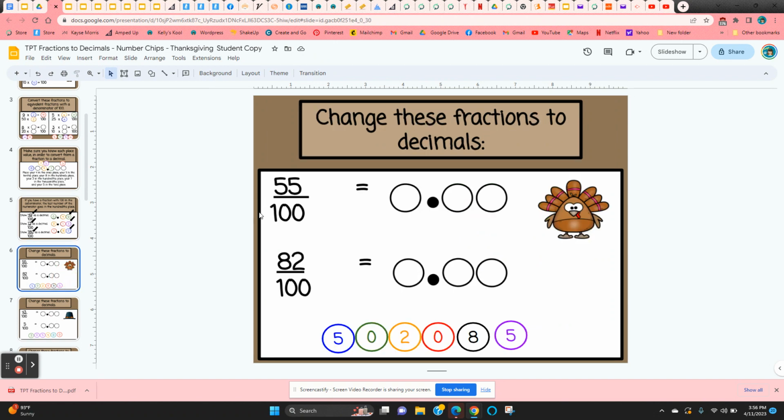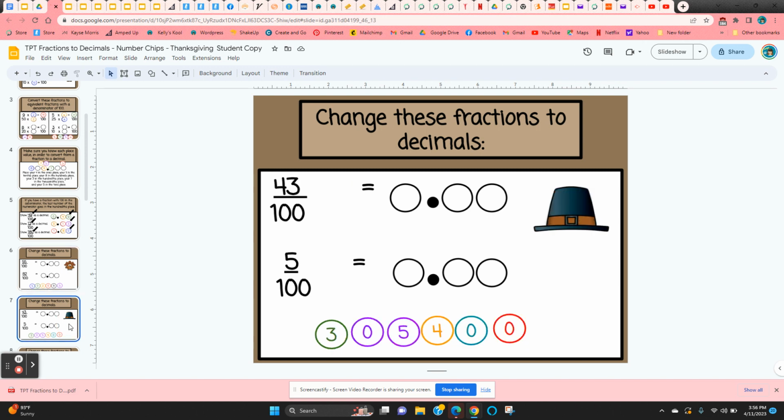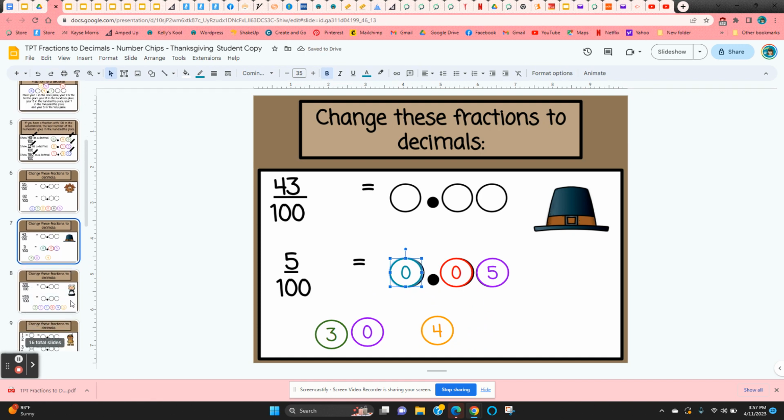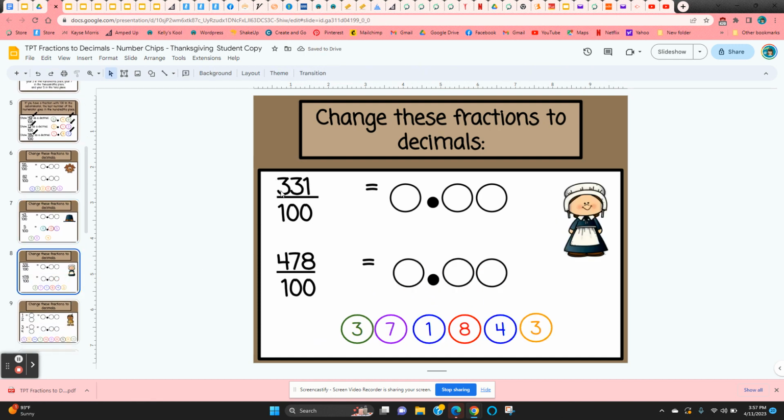So the next two slides, students are just going to be converting these fractions to decimals. On slide 7, they've got one where they have 5 100ths. Students tend to put that 5 in the tenths place. They need to know that it goes in the hundredths place. So for 5 hundredths, it would look like this. And then they've got a couple fractions that are greater than 1, so they just have to put those numbers in the correct place.